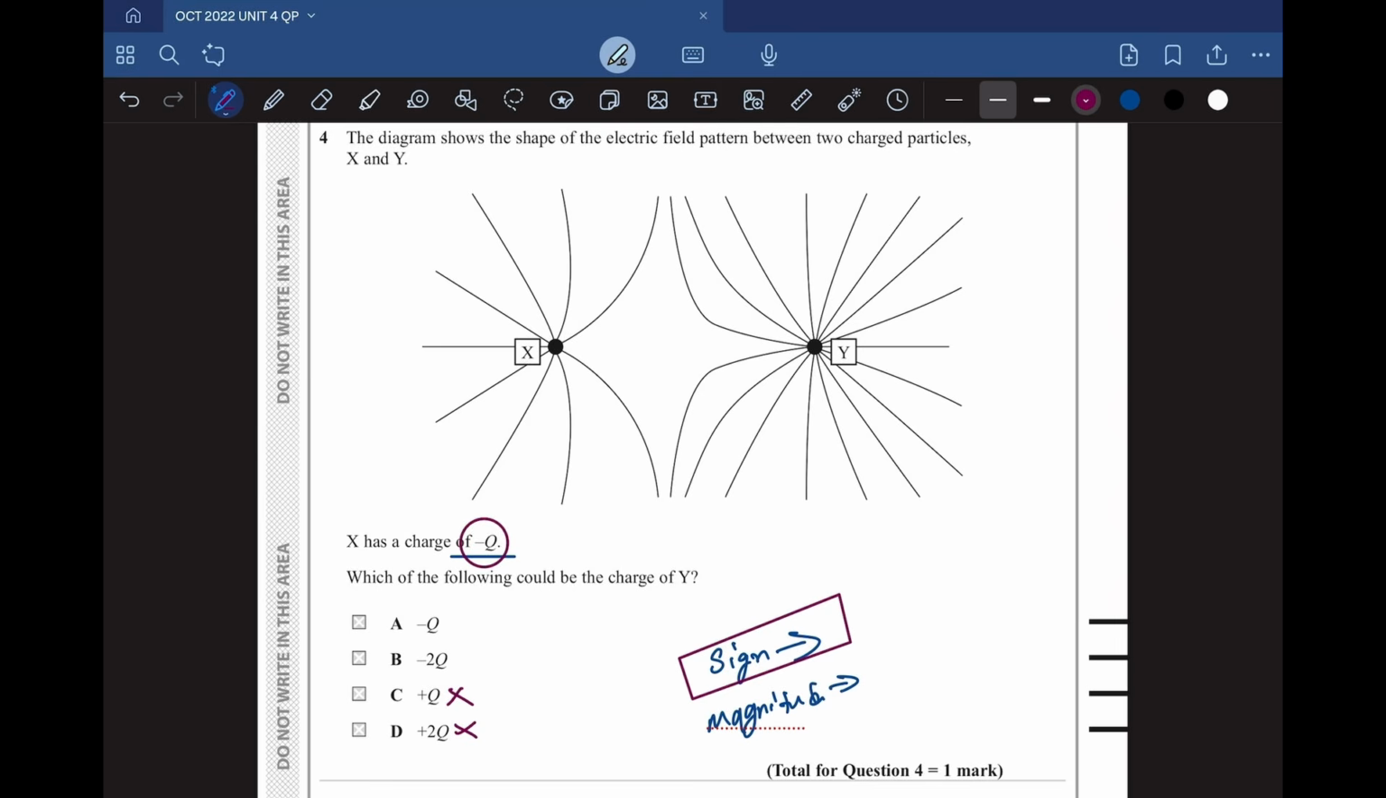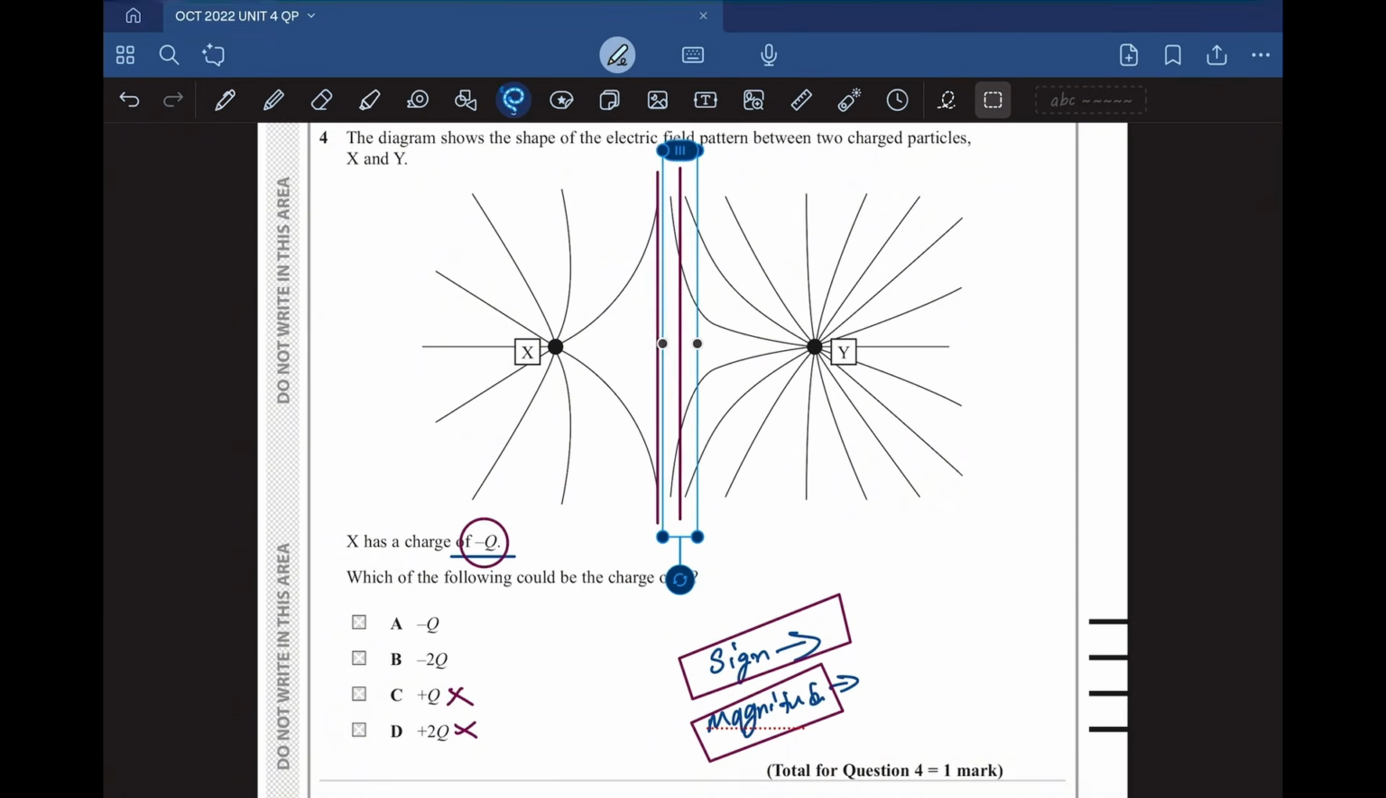Now let's have a look at the magnitude. The magnitude actually depends upon the null point. So what is actually the null point? Let's draw. The null point is the point where there is no electric field. Now here we can see this is the point where there is no more electric field, right? So this is the null point.